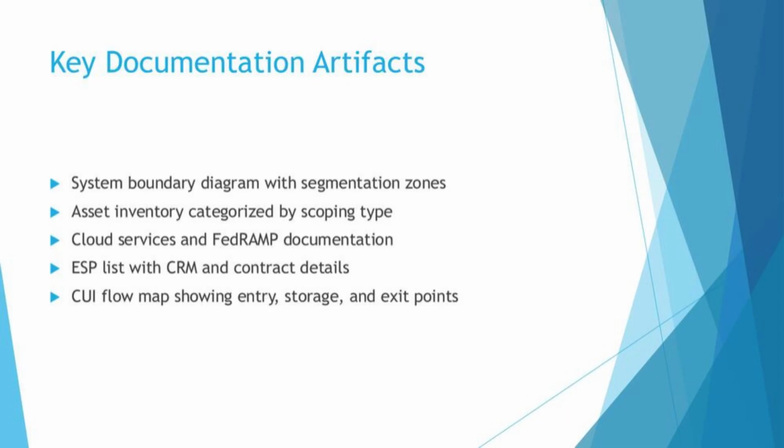What about cloud services? Critical. You need cloud FedRAMP documentation. For any cloud service handling CUI, you need proof it meets FedRAMP moderate or equivalent. That means the FedRAMP authorization package, or if claiming equivalency, the full independent assessment report proving it.